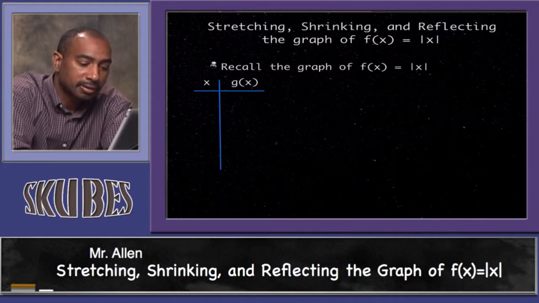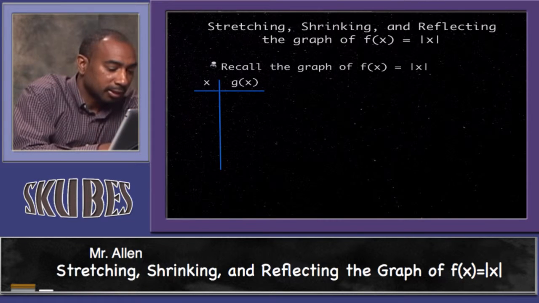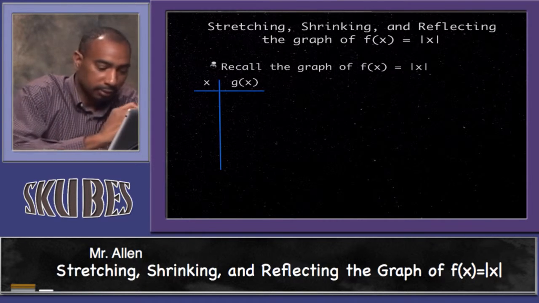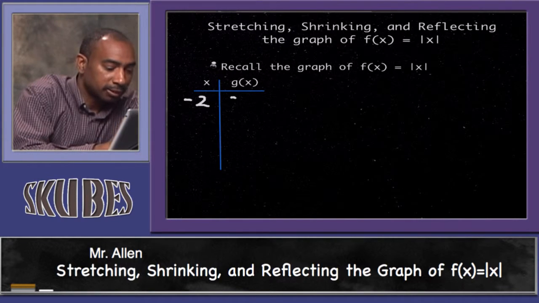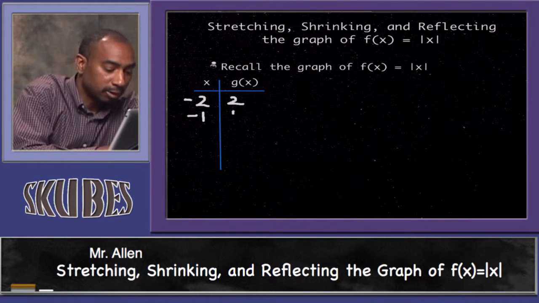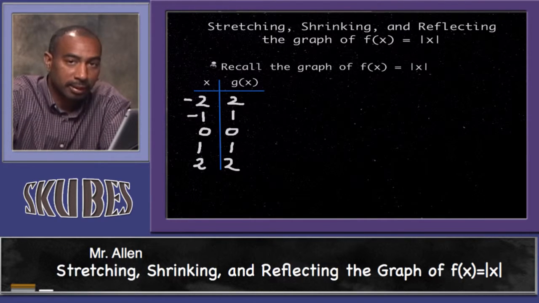Recall the graph of f of x equals absolute value of x. Let's say I pick numbers like -2. The absolute value of -2 is going to be positive 2. If I pick -1, the absolute value of -1 is 1. And of course, the absolute value of 0 is 0. If I pick +1, the absolute value of 1 is still 1, and the absolute value of 2 is 2. If we plot these points, we can see the graph of the absolute value function.